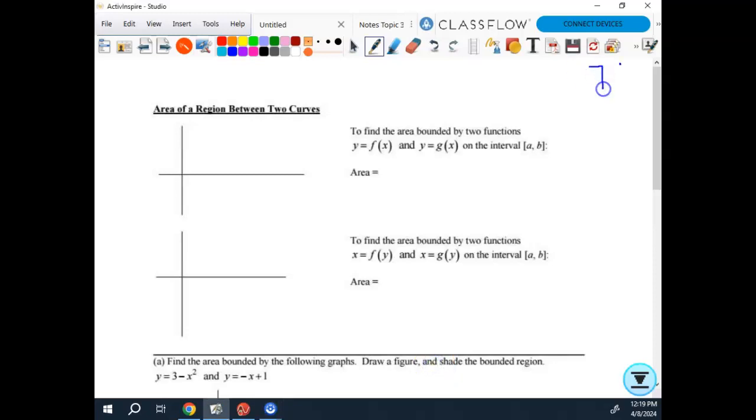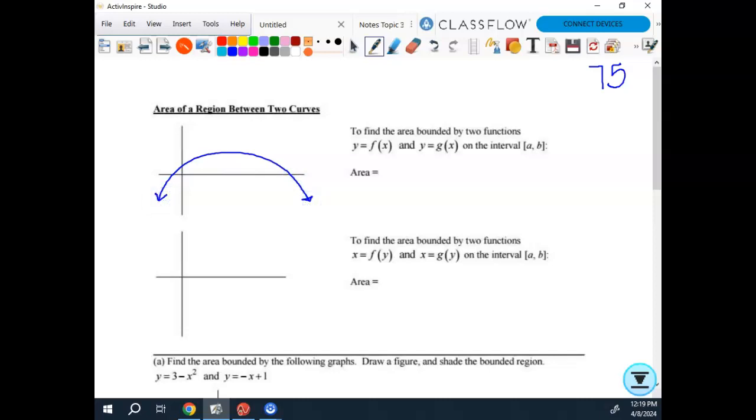Page 75 when we're done. We are going to find the area between two curves, okay? So instead of just the area between a curve and the x-axis like we've been doing when we integrate, let's say that we have this, okay?